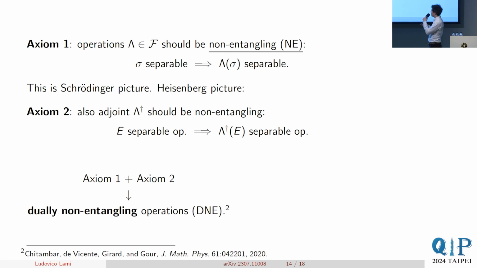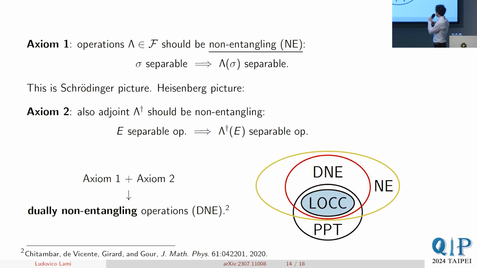And if you combine these two axioms, you get a set of operations that is called the set of dually non-entangling operations. Okay, so this is the picture for those of you who really like these different classes of operations. This is the set of LOCC. This is kind of the smallest. Then this is the generalization to PPT. And then there are different extensions to this, the DNE class, which is this red circle and ellipse, and this non-entangling, which is even larger. Non-entangling is the operations that obey just the first axiom. Okay.